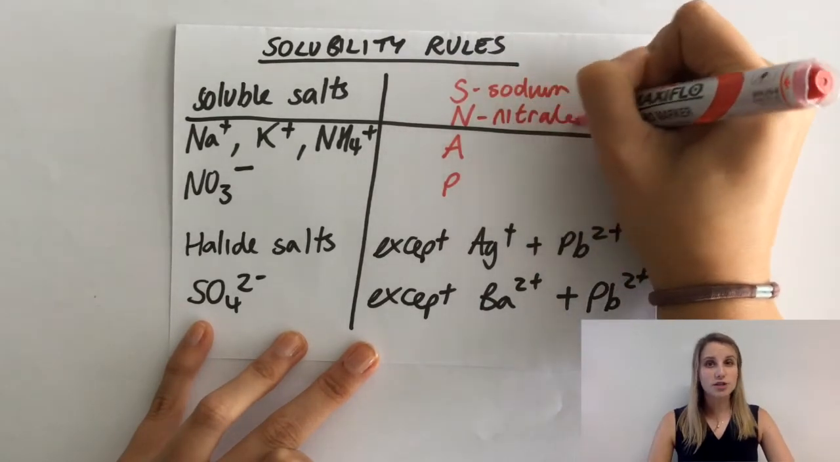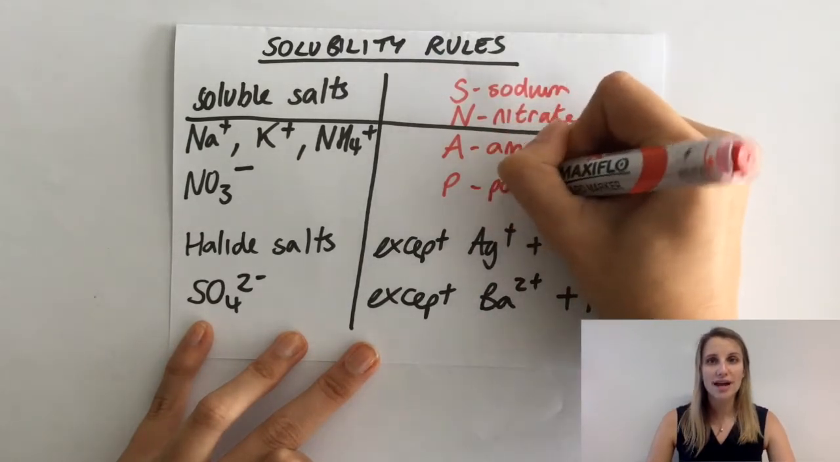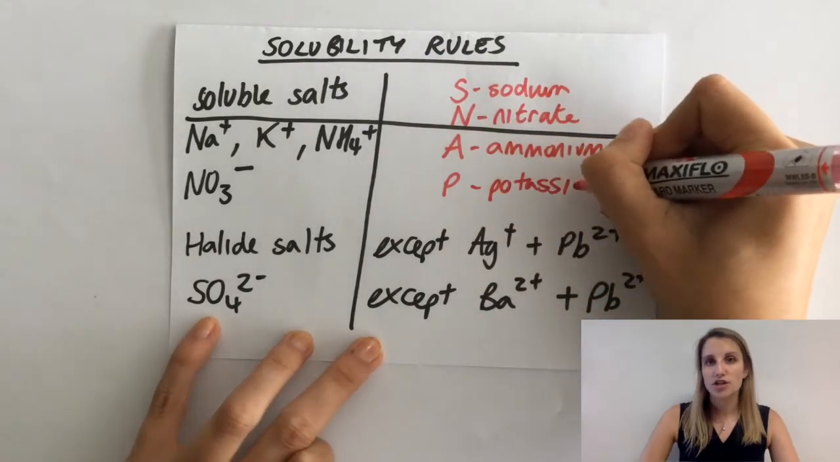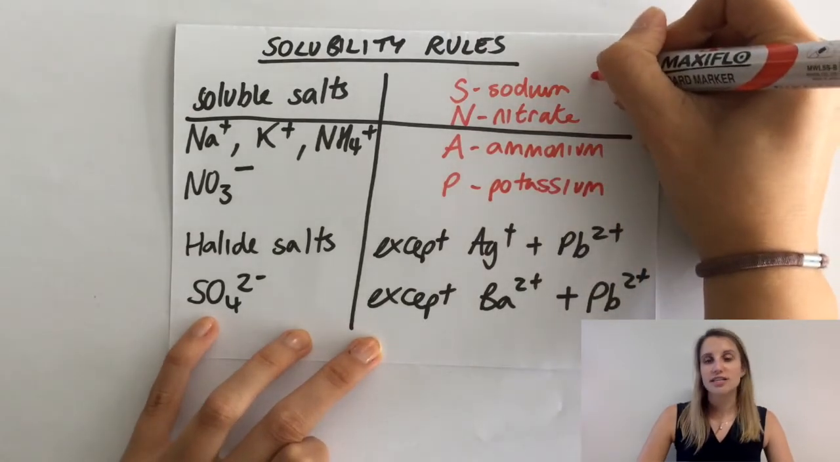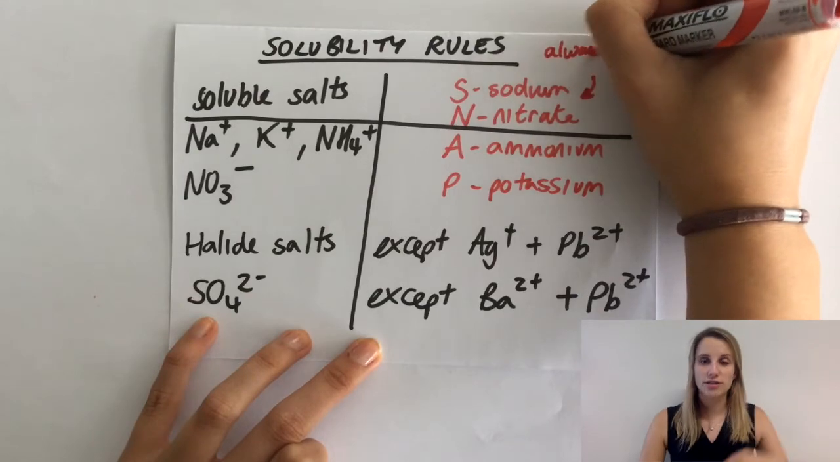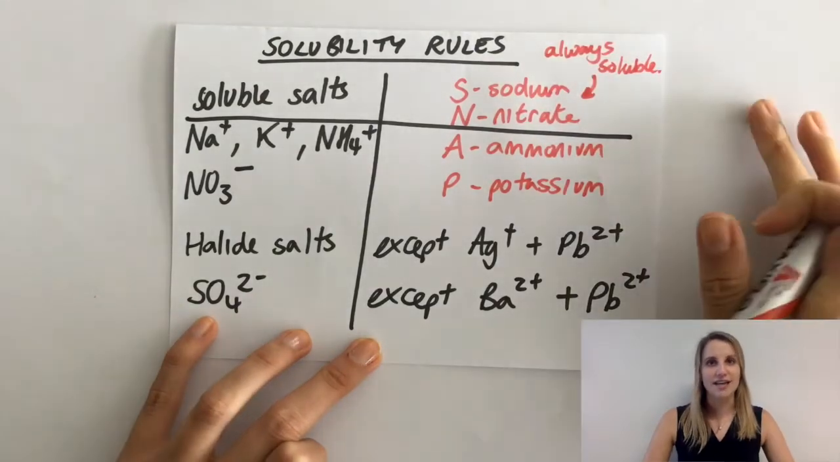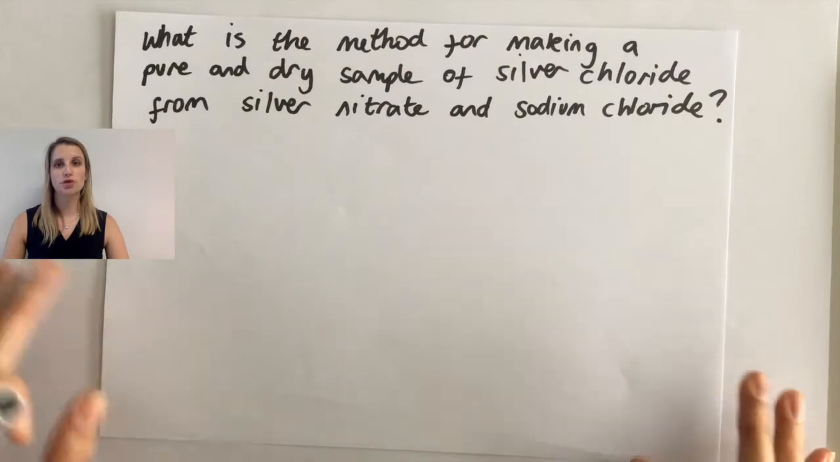A simple way of remembering the ones that are definitely 100% soluble is the acronym SNAP. So sodium, nitrate, ammonium, potassium represents the 4 ions that if you've got them in your salt, it is definitely a soluble one. Let's check out an exam style question for making an insoluble salt.